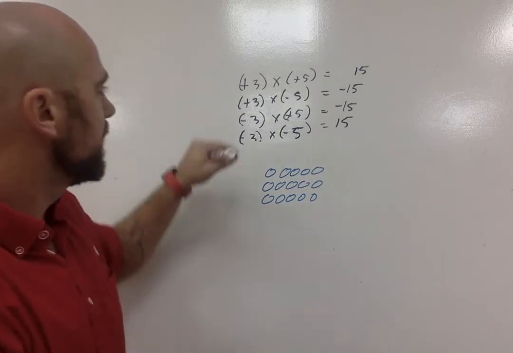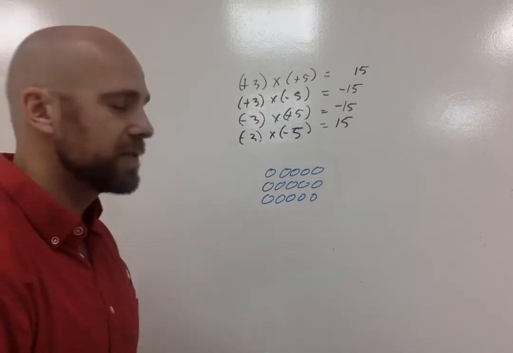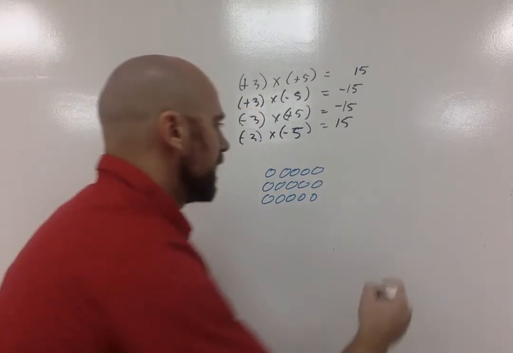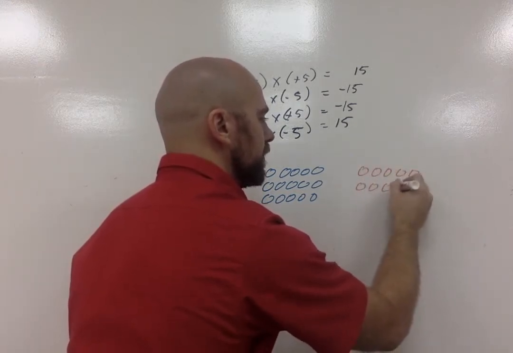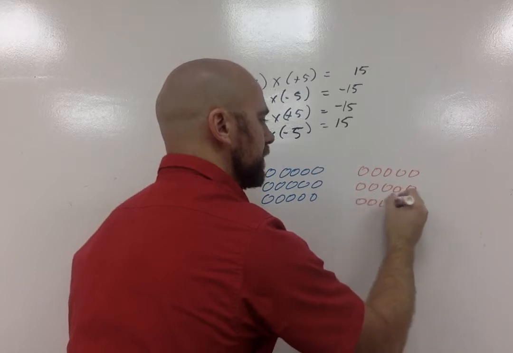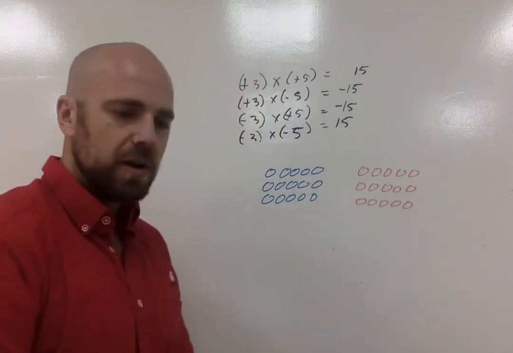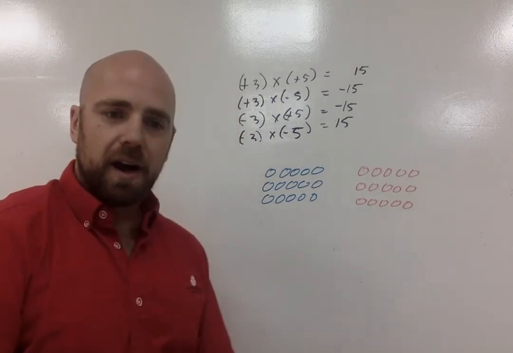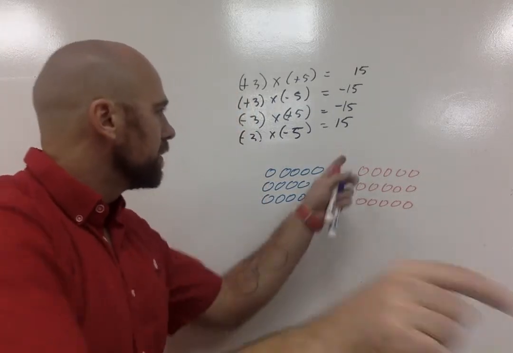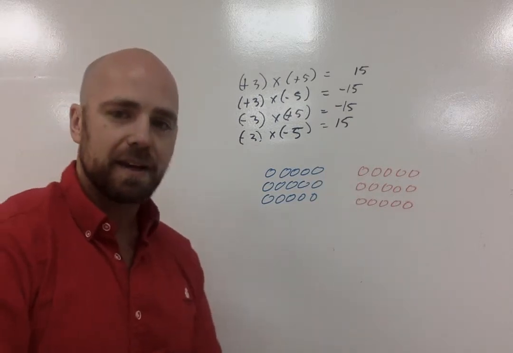Okay, if I look at my next one, I'm saying 3 times negative 5. So I have 3 groups of negative 5. So it's going to go 1, 2, 3, 4, 5. 1, 2, 3, 4, 5. 1, 2, 3, 4, 5. Okay, so we can clearly see that with this one, I'm getting my positive 15. With this one, I'm getting my negative 15.